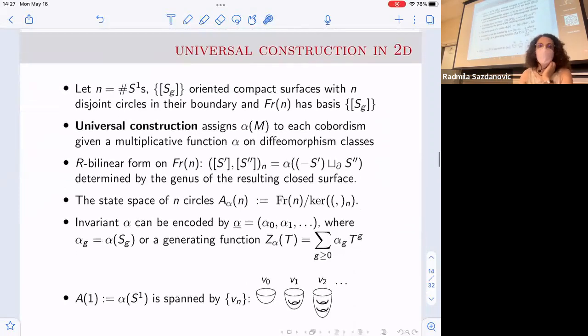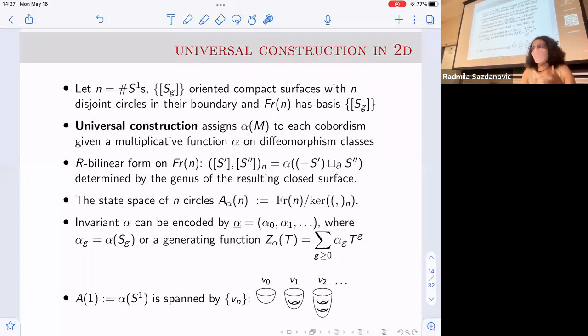So let me specialize to the universal construction in 2D. Okay, so what happens in 2D? Everything depends on just the number of circles, right? That's a one-dimensional manifold. So instead of having F of capital N, I'm just going to denote it as F(n), where n denotes the number of circles. And then what are the things that have these circles in the boundary? Well, it's just something that looks like this. Like if it's one circle, you have genus 0, genus 1, genus 2, and so on. So when you think about this F(n), it has a basis given by symbols of closed surfaces of genus g, one for each g.